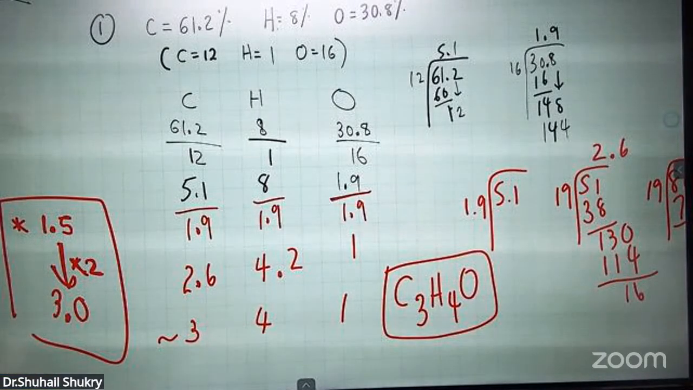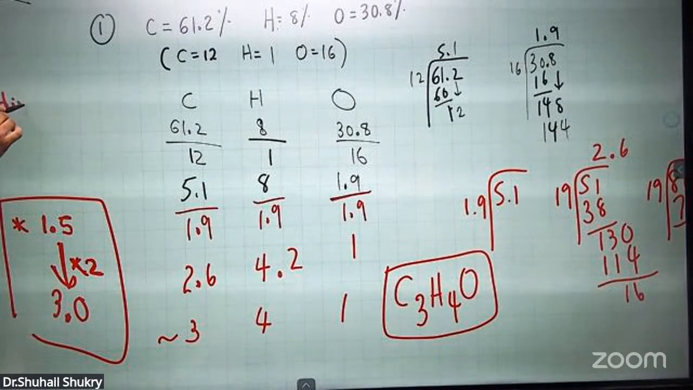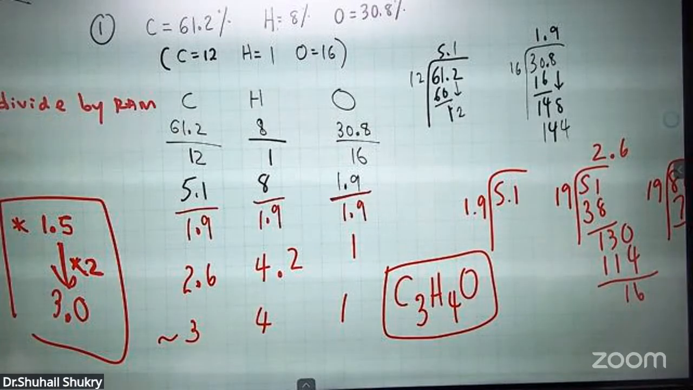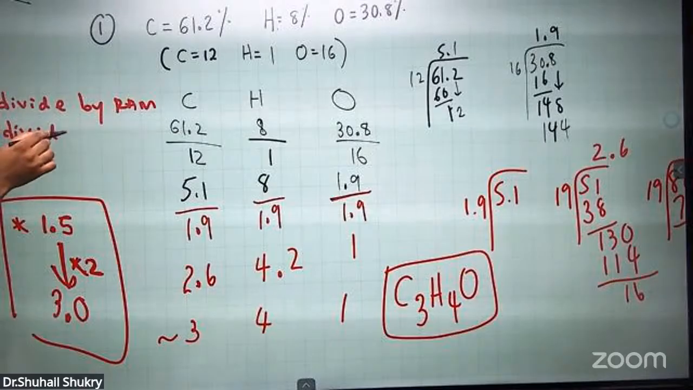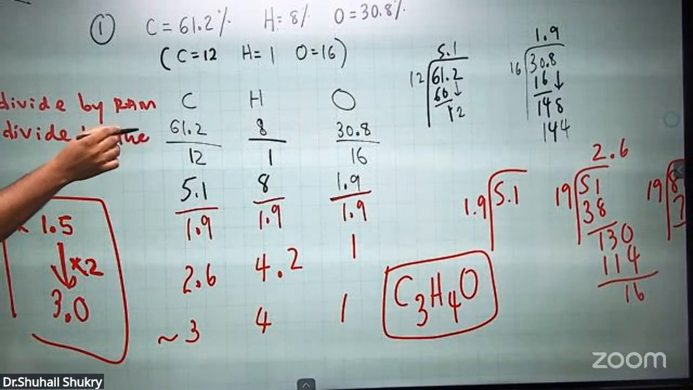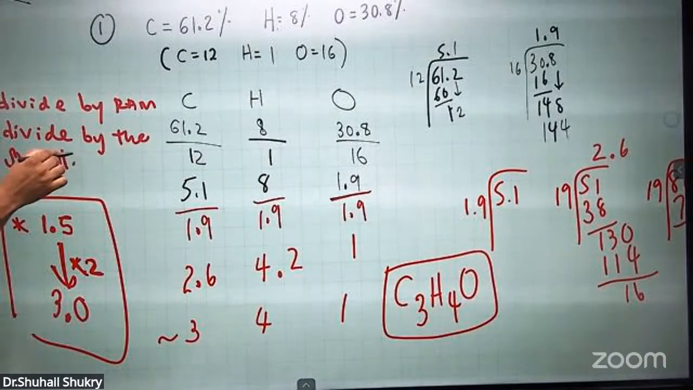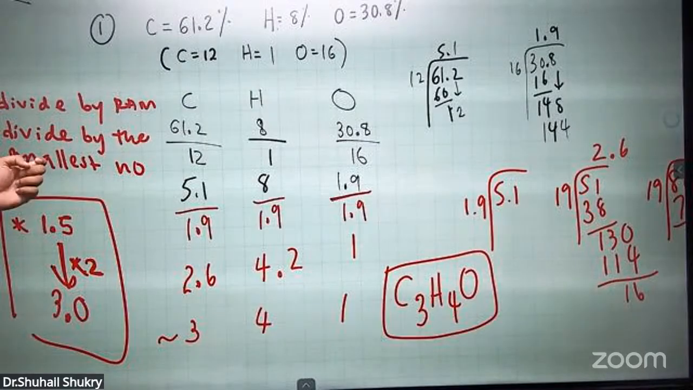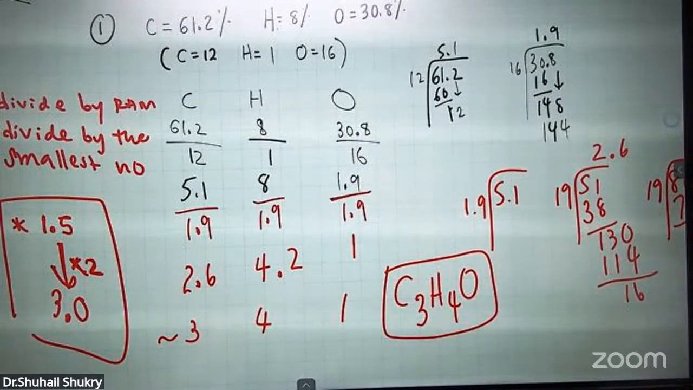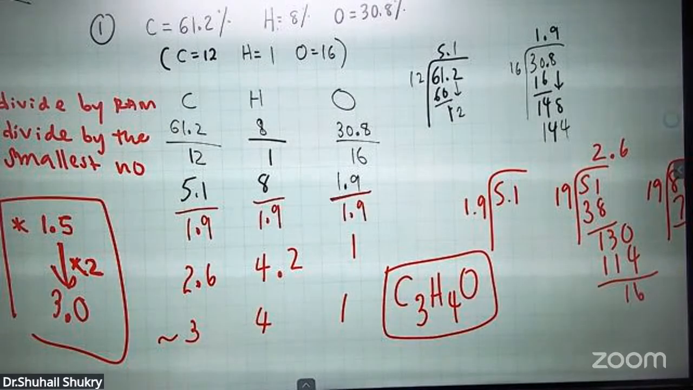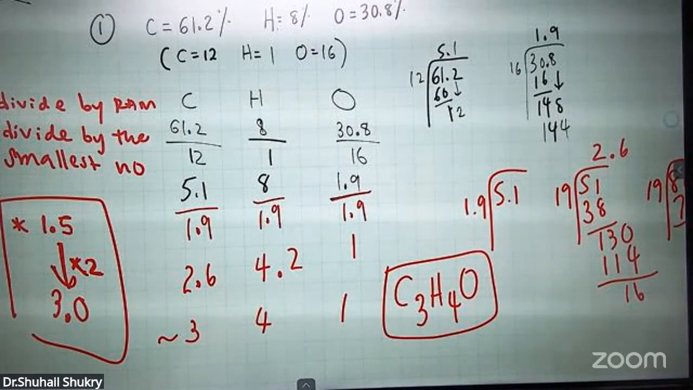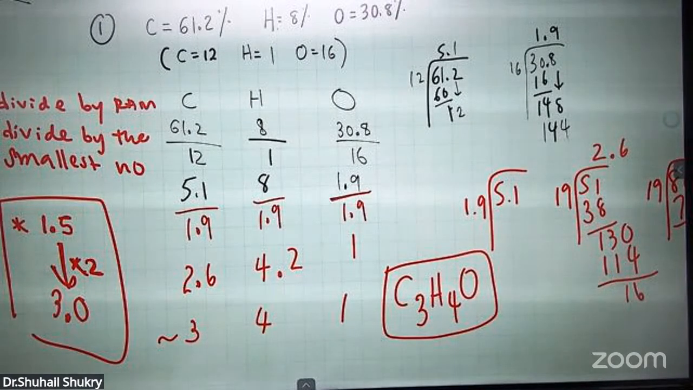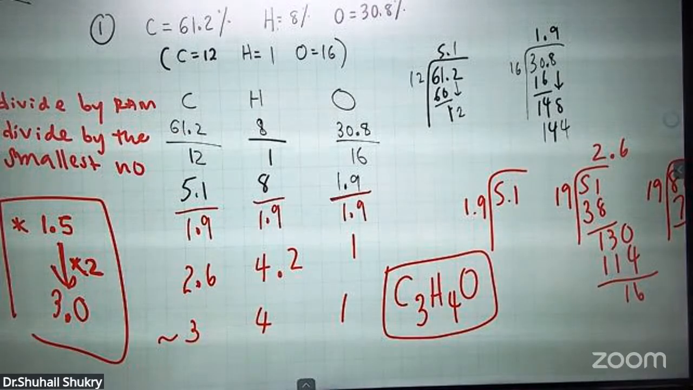Online, you can put the steps. Step 1, divide by RAM. Step 2, divide by the smallest number. These are the 2 steps you have to do. Okay, there are only 2 steps: divide by the RAM and divide by the smallest number. Those things you all can mark. Are you done? Write these extra points. Even if you wrote this, divide by RAM, divide by the smallest number. 2 steps.